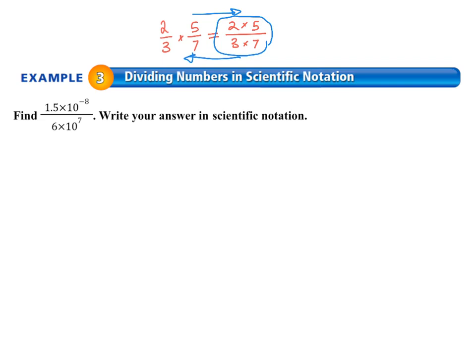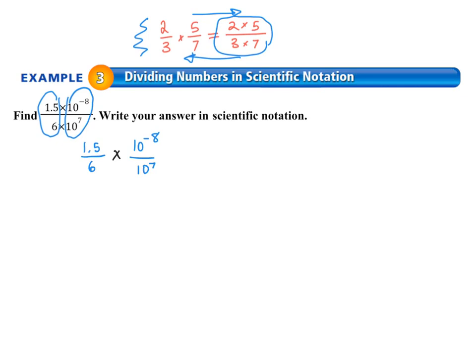1.5 times 10 to the negative 8th divided by 6 times 10 to the 7th. And we know what to do with that fraction. We also know what to do with that fraction. So we're going to split this big fraction apart into 2 things. So we're going to say that all of this is the same as 1.5 over 6 times 10 to the negative 8th over 10 to the 7th, just like what we were talking about up at the top. So we're going to deal with each fraction individually.